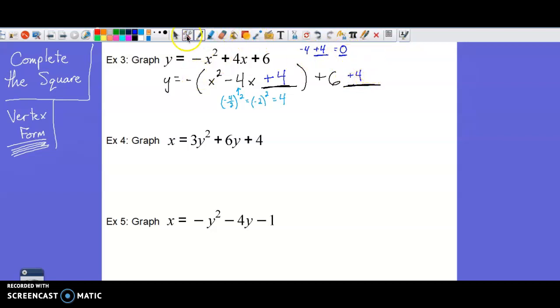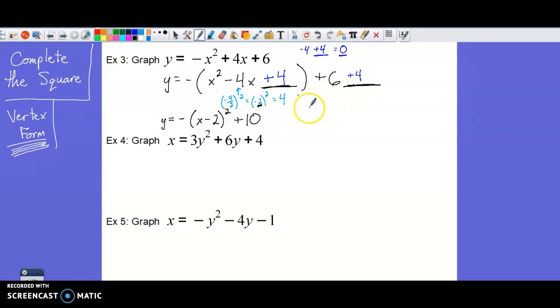So now when I go to do this problem, I'm going to switch back to black. What I really have is a perfect square trinomial of x minus 2 times x minus 2, so I can just write it once squared. And that's why I like to write down that number, because it's always the same number that goes right here. And then 6 plus 4 is 10.